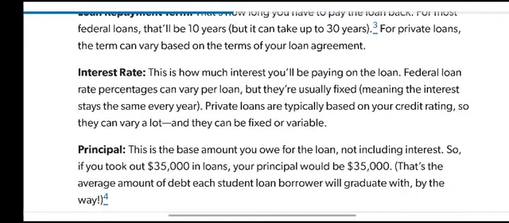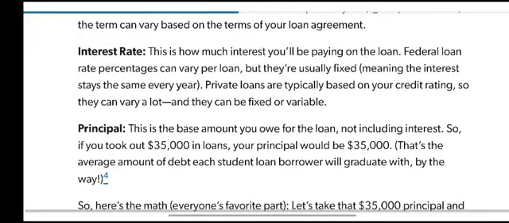Principal, this is the base amount you owe for the loans, not including interest. So if you took out $35,000 in loans, your principal would be $35,000. That's the average amount of debt student loan borrowers graduate with, by the way.